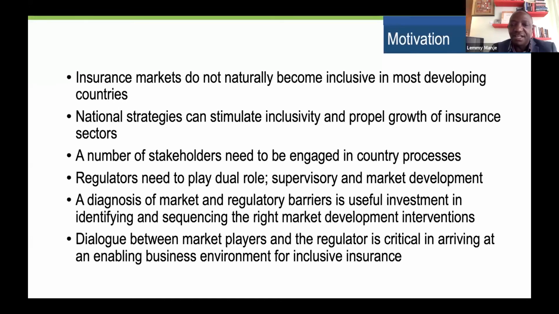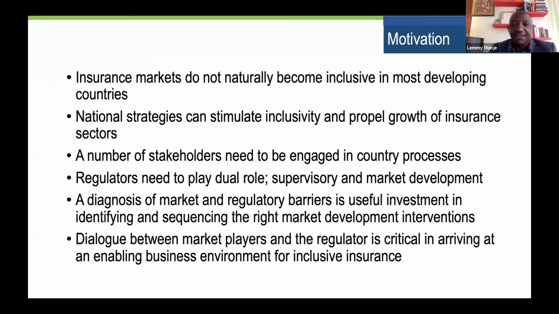Then we want to look at the role of the regulator, and what we'll recommend, as you will see from the experiences, is that regulators need to play a dual role, that is supervising, as well as developing the market. We also want to mention the benefit of doing a diagnosis of the market and the regulatory environment, which is very useful in determining what type of interventions you can implement to move the market. And finally, dialogue between market players and regulators has been very critical, as you will see from the evidence, in identifying what works and what doesn't work.